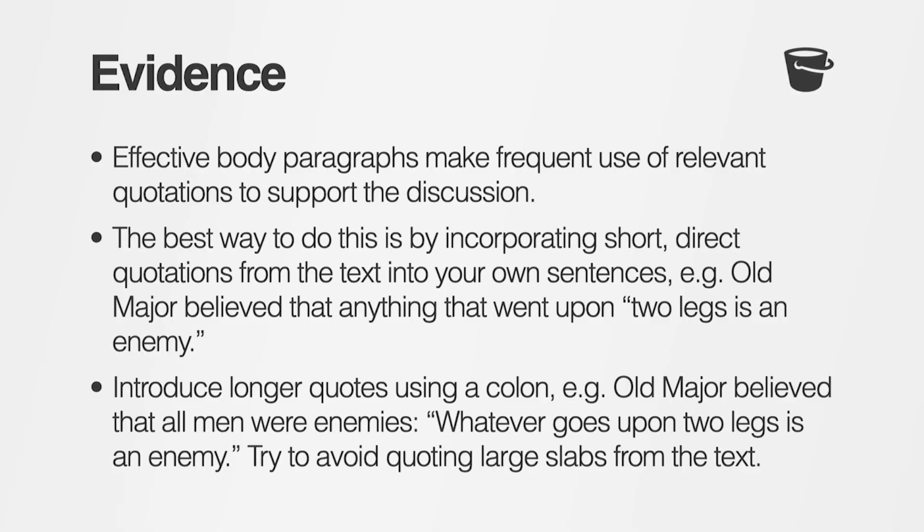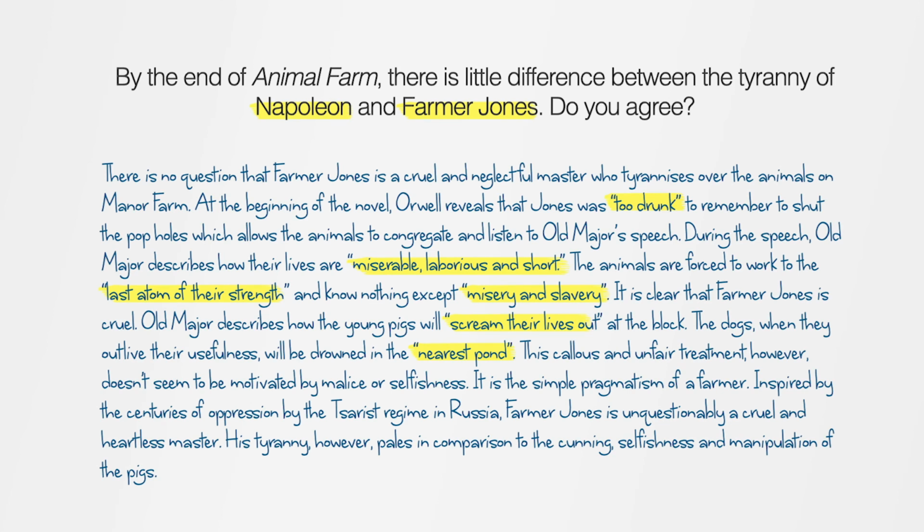Effective body paragraphs make frequent use of relevant quotations to support the discussion. The best way to do this is by incorporating short, direct quotations from the text into your own sentences. For example, Old Major believed that anything that went upon 2 legs is an enemy. You can introduce longer quotations using a colon. For example, Old Major believed that all men were enemies: Whatever goes upon 2 legs is an enemy. But it's a good idea to avoid quoting large slabs from the text. Your teacher is much more interested in reading your discussion of the novel. This paragraph is effective because the quotes are short and integrated seamlessly into sentences.